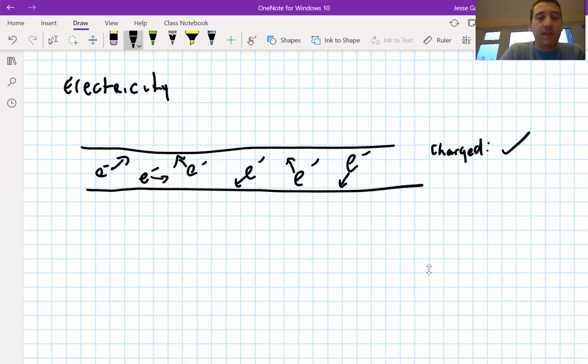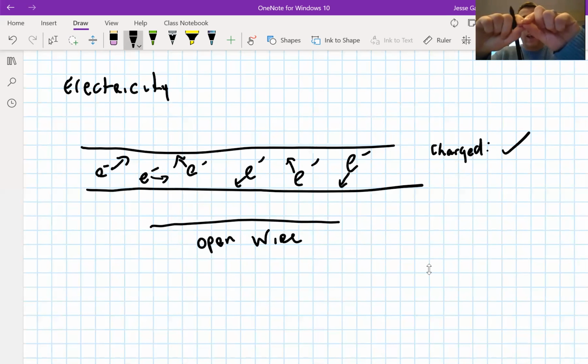Electrons. But this is what we call an open wire. So imagine you've got a wire, a piece of metal wire, and it's just straightened out, like a guitar string would be. It's not looped. So the options here are straight or looped. Okay, so this is an open wire.